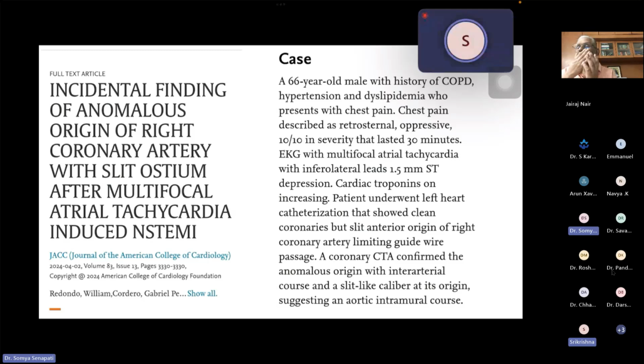ECG showed multifocal atrial tachycardia with infralateral ST changes. Cardiac troponin was increased, and the patient underwent left heart cath, which showed clean coronaries but a slit anterior origin of the right coronary artery, which was limiting guidewire passage. A coronary CT angiogram confirmed the anomalous origin with interarterial course and a slit-like caliber at its origin, suggesting an aortic intramural course.